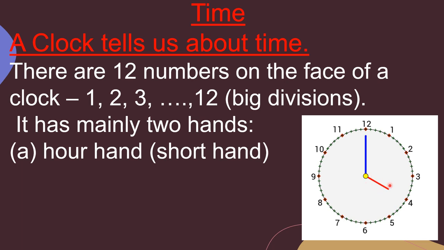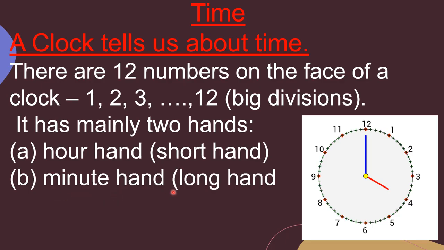This is called the hour hand. Okay. And second one is minute hand. Minute hand is the long hand of the clock. Here you can see the blue hand. Okay, that is the long hand of the clock. You can see the difference between these two hands. Here the red hand is the smaller hand than the blue hand, which is the big hand. Understood, beta? And you can see there are some small divisions also.